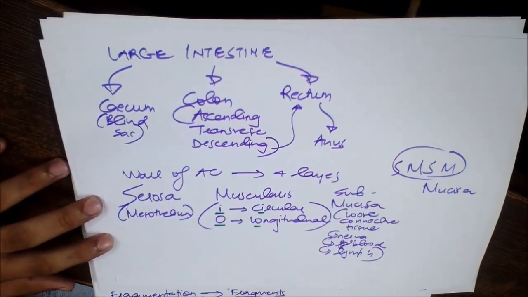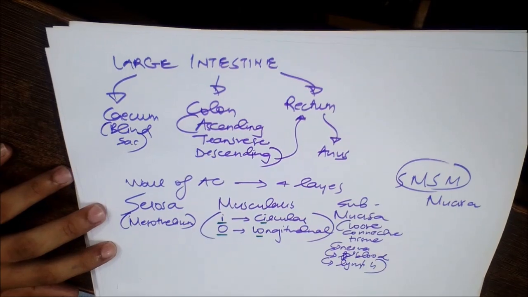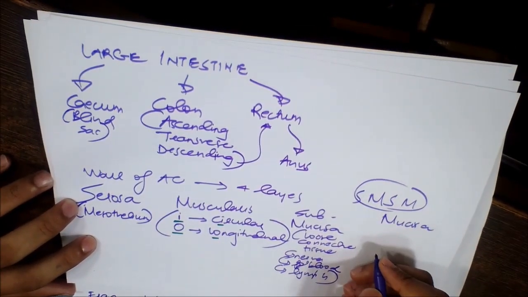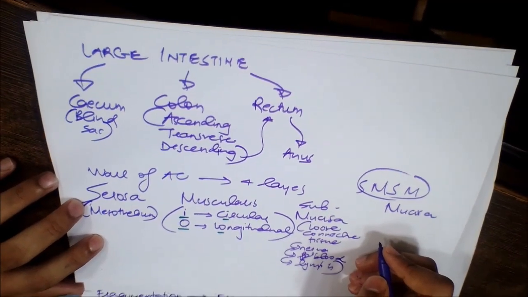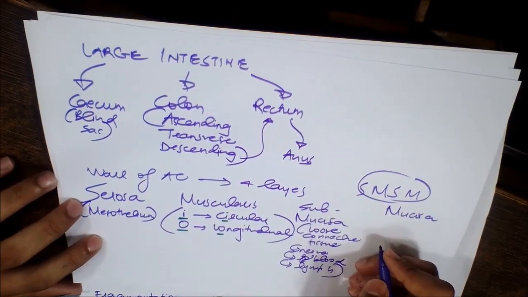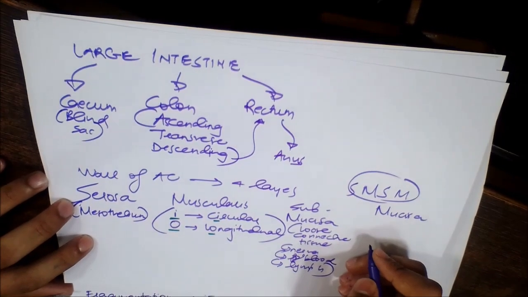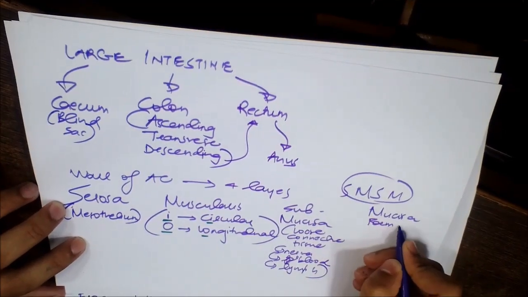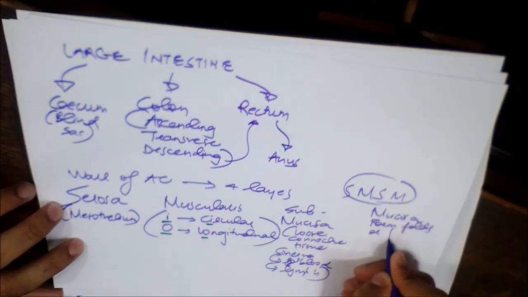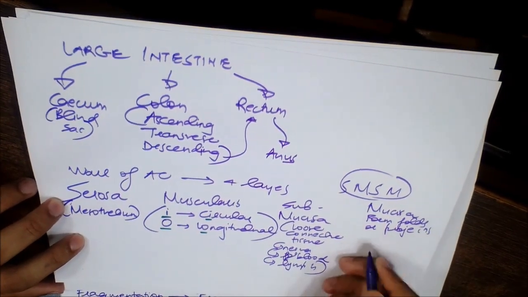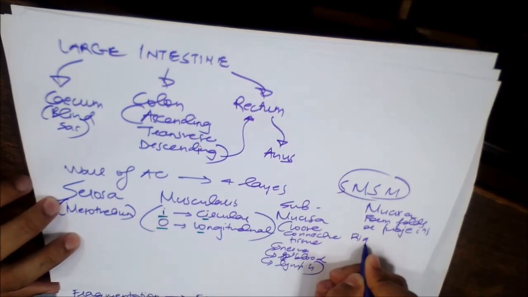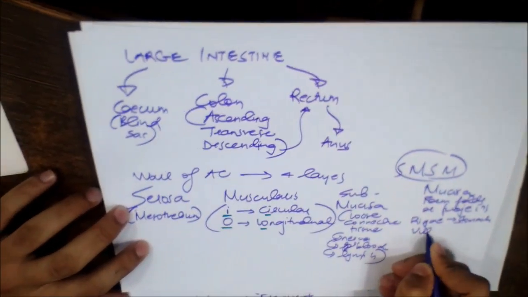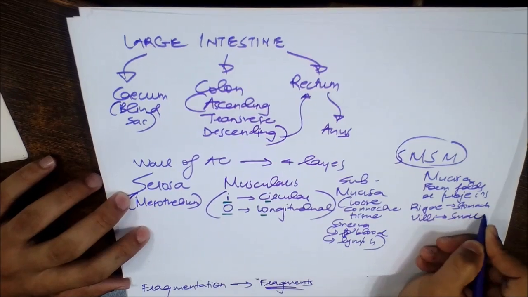The innermost layer lining the lumen of the alimentary canal is the mucosa. Mucosa lines the lumen or the cavity of the alimentary canal. This layer forms irregular folds called rugae in the stomach and finger-like foldings called villi in the small intestine. Rugae in the stomach, villi in the small intestine.